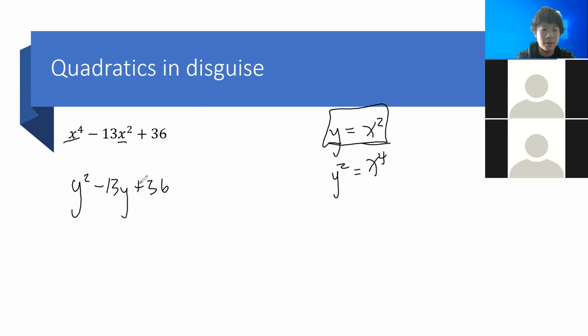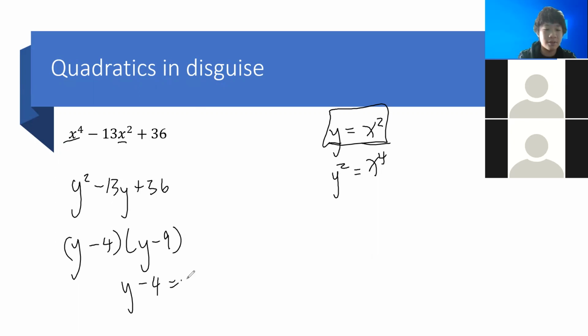Okay, so what is y? Well, we can just factor it. y minus 4, y minus 9. Okay, so y minus 4 equals 0, y minus 9 equals 0. But actually, let's factor this completely. So we got y minus 4, y minus 9. So at this point, we can put x squared back in here. So y is equal to x squared.